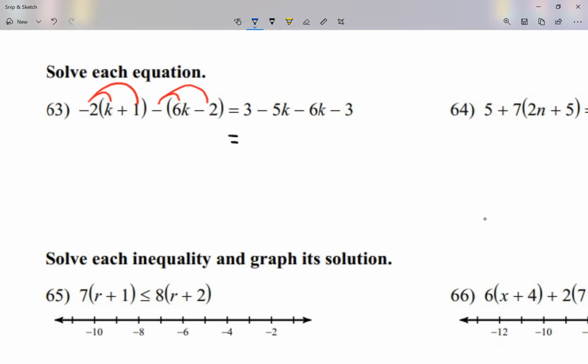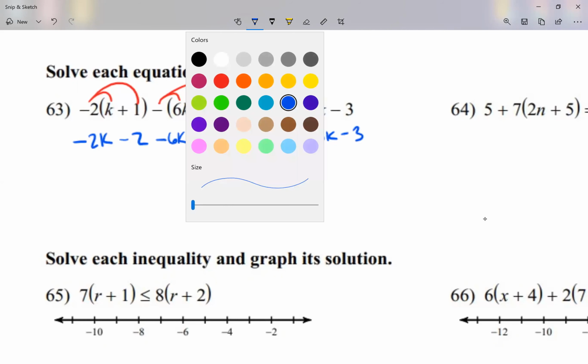So I have the -2 multiplied to the inside gives me -2k minus 2, right? -2 times 1 is -2. On the second parentheses, multiply the -1 to the inside. So negative times a 6k is -6k. A negative times a -2 is a +2. And on the right side, I have 3 minus 5k minus 6k minus 3. First thing that I did was parentheses.